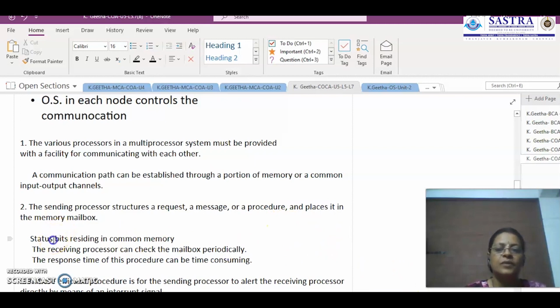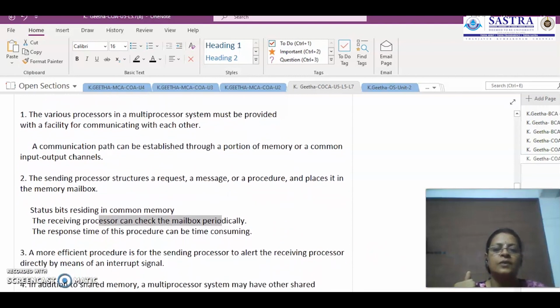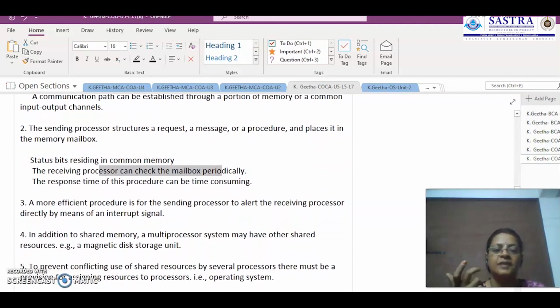And the status bit will also be there, and the status bit is a good indicator of whether a particular portion in the memory is in use or free. So the receiving processor can always check the mailbox periodically for any message meant for it, and if it is there, it will start consuming it. A more efficient procedure for the sending processor to alert the receiving processor is by means of an interrupt signal, because if a processor keeps on checking whether it has received any message from another processor, it is going to be a waste of time.